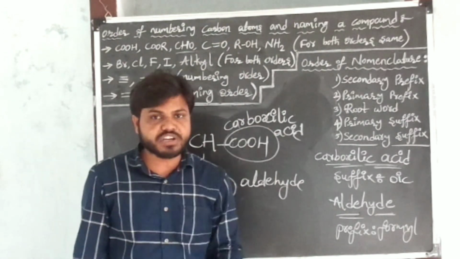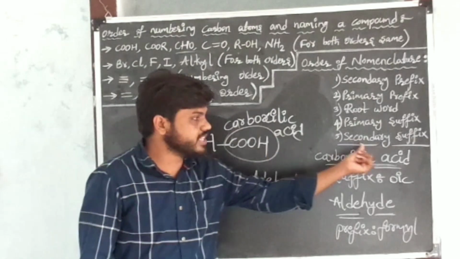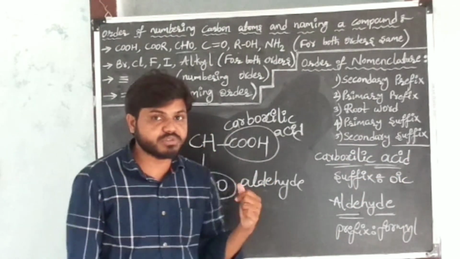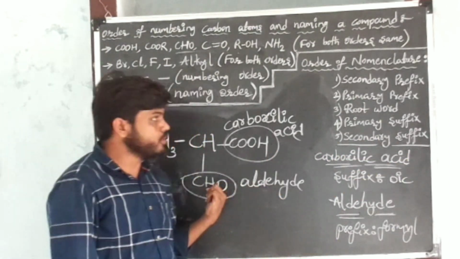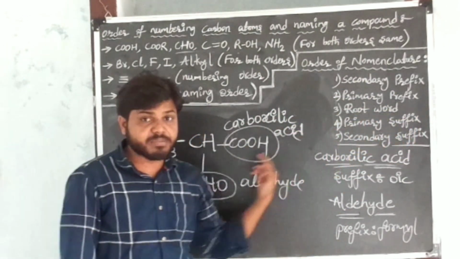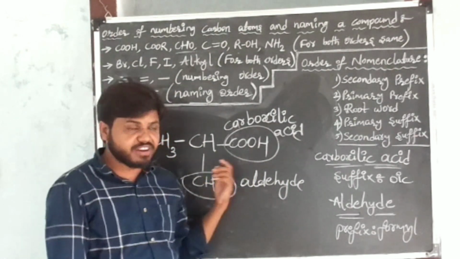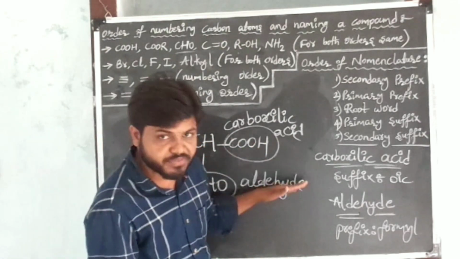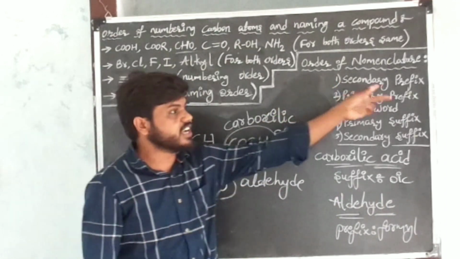When we have 2 functional groups, one will become a substituent and another will become the secondary suffix. Substituent means a secondary prefix. From these 2 functional groups, one will become a secondary prefix, another will become the secondary suffix. Now we will see which one is the suffix and which one is the prefix.